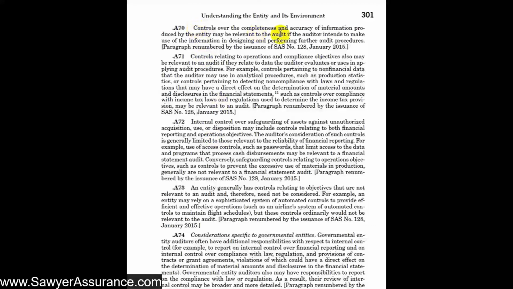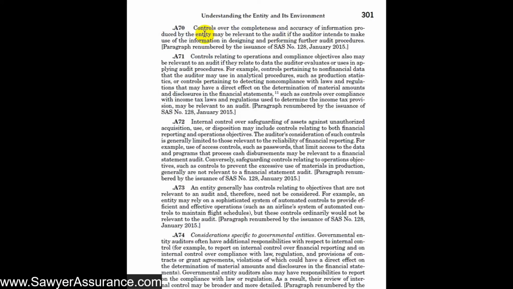So for instance, controls over completeness and accuracy of information produced by the entity might be relevant to us if we're using that information that they're providing. So let's say in our audit procedure, we're using a particular report and we're relying on the numbers of that report. So in order for us to make sure that report is accurate, we might test the internal controls on the preparation of that report to make sure that the report is providing us the right amounts. Also, controls around non-financial measures or non-financial data might be relevant to us if we're using certain reports of that non-financial data whenever we're doing analytical procedures. So we want to make sure that those reports are providing us the right non-financial data and that data is accurate. And in order to do that, we might test internal controls around the preparation of that report.